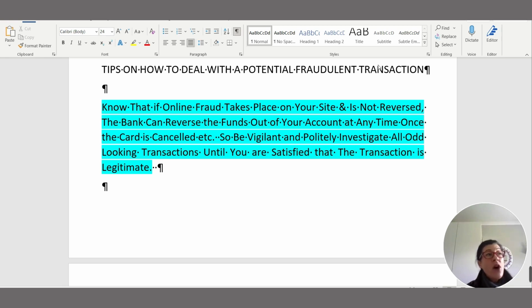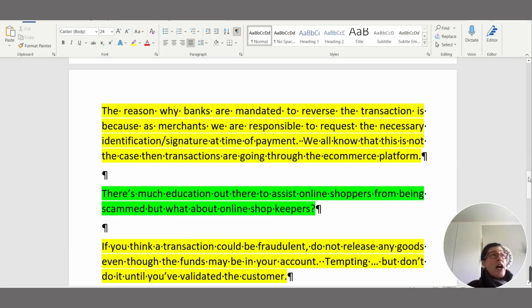How I wrapped up last week's session was to say that just know that if online fraud takes place on your site and is not reversed by yourself, if you know that it's fraudulent, the bank can actually reverse the funds out of your account at any time once the card is cancelled, etc. So be vigilant and politely investigate all odd-looking transactions until you are satisfied that the transaction is actually legitimate. We're now going to go through a couple of pointers that you could use if you want to go about investigating a transaction.